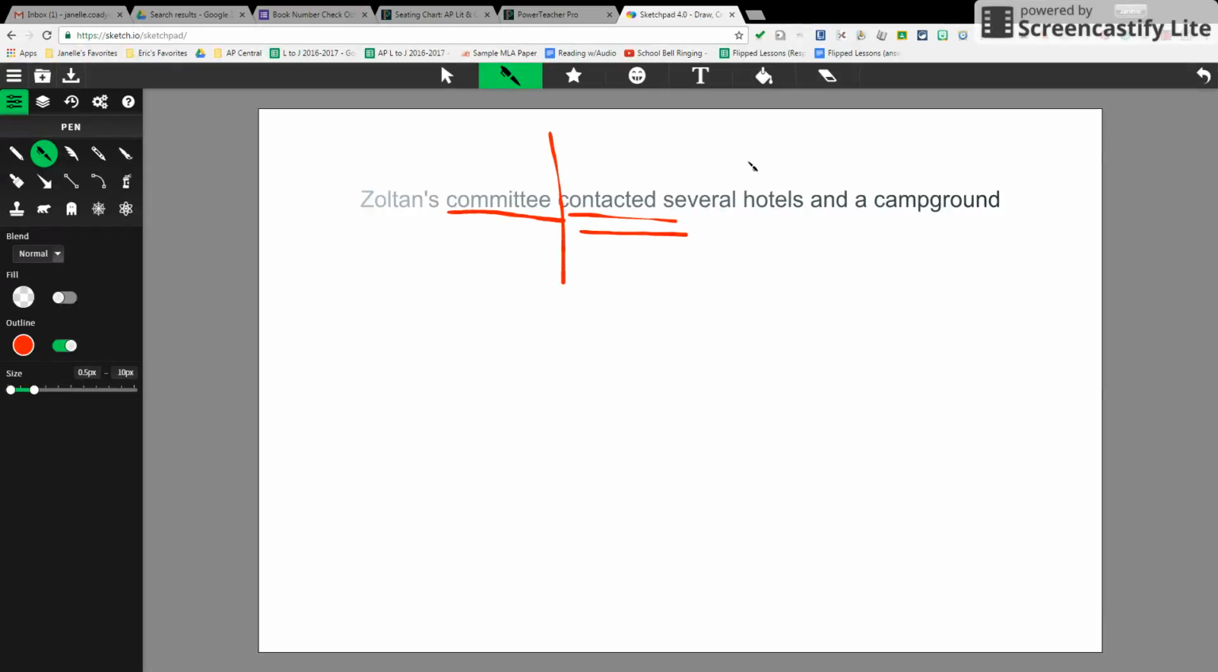So above that, I would write D-O, and I would do the same above campground. Everything else in the sentence in this case is probably either a conjunction or an adjective. So Zoltan's is telling you what kind of a committee it is. So it's modifying a noun, so it has to be an adjective.